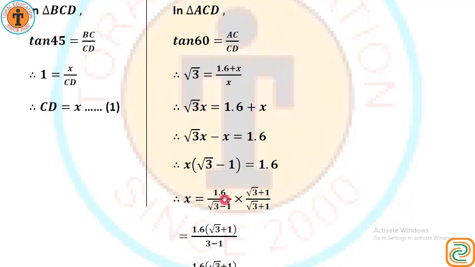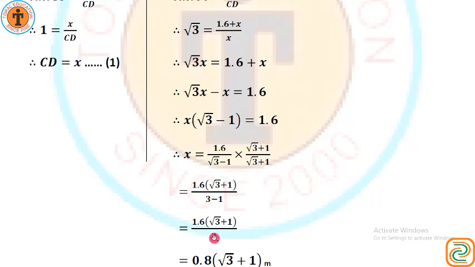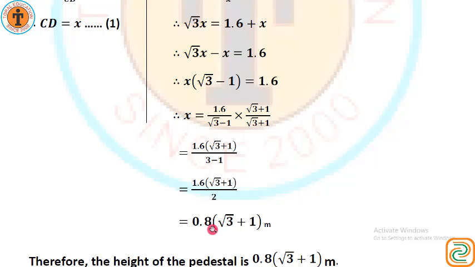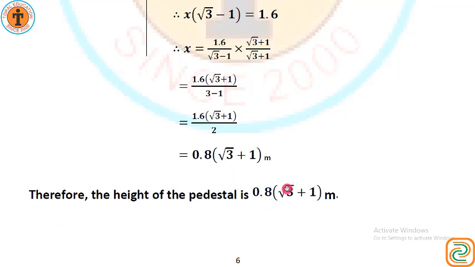Therefore, x equals 1.6 upon root 3 minus 1. Again I have rationalized with root 3 plus 1 upon root 3 plus 1. So root 3 minus 1 times root 3 plus 1 is 3 minus 1, because a square minus b square: root 3 square is 3 and 1 square is 1, and this will be multiplied with 1.6. So 3 minus 1 is 2, and 2 8s are 16. So 0.8 times root 3 plus 1 meter is the height of the pedestal. Write this answer compulsorily.